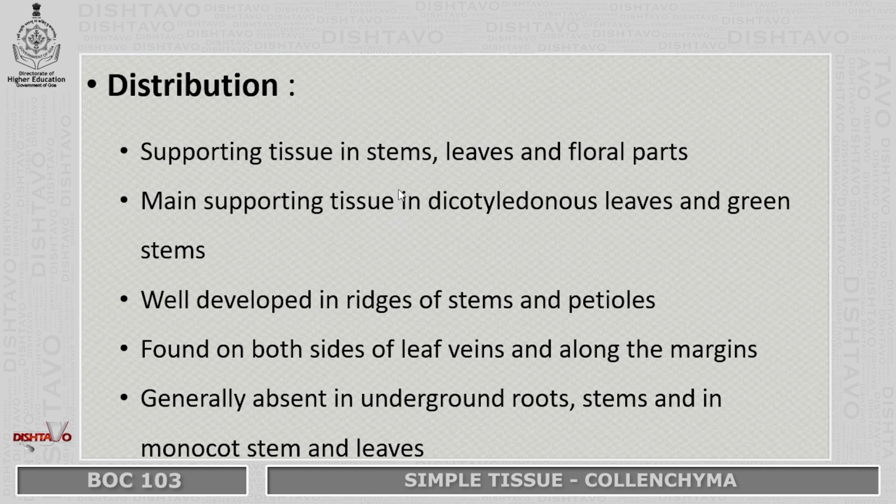Now, we will see where exactly you will find the collenchyma tissue in the body of the plant. Being the most important supporting tissue, it is present in stem, leaves and the floral parts. It supports dicot leaves and the green stems. It is very well developed in ridges wherever they are present.